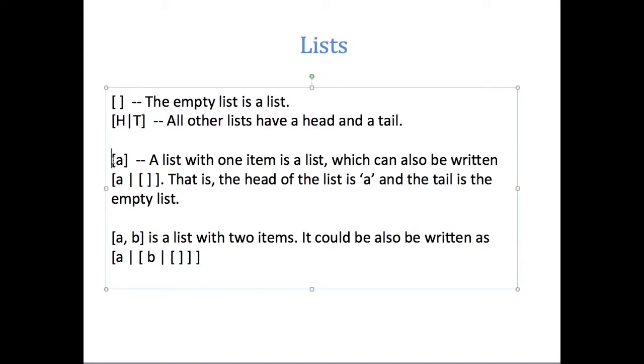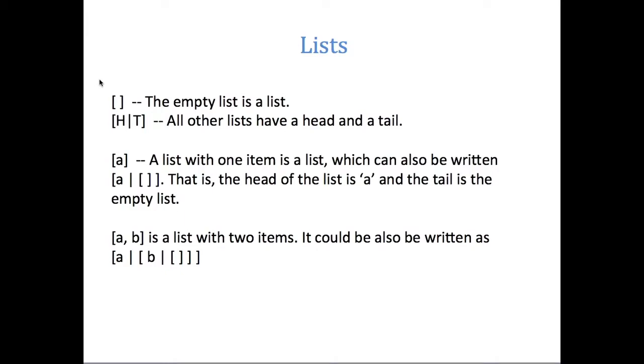So, for example, here is a list in normal notation of one item. Now, we could rewrite that using our head and tail notation. So we know that the first element of the list is the atom A. Then we have the separator between the head and the tail. And because A is the only element in our list, it's a list of length 1, we know that the tail is the empty list.